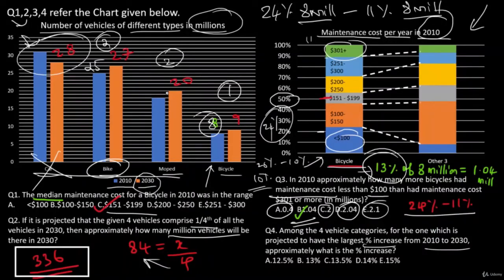What about mopeds? We have 2 by 18, right? Because this value over here is 18. So we have 2 by 18 over here. And in this case, we have 1 by 8. So let me write the 3 fractions over here. We have 2 by 25, 2 by 18 and 1 by 8.